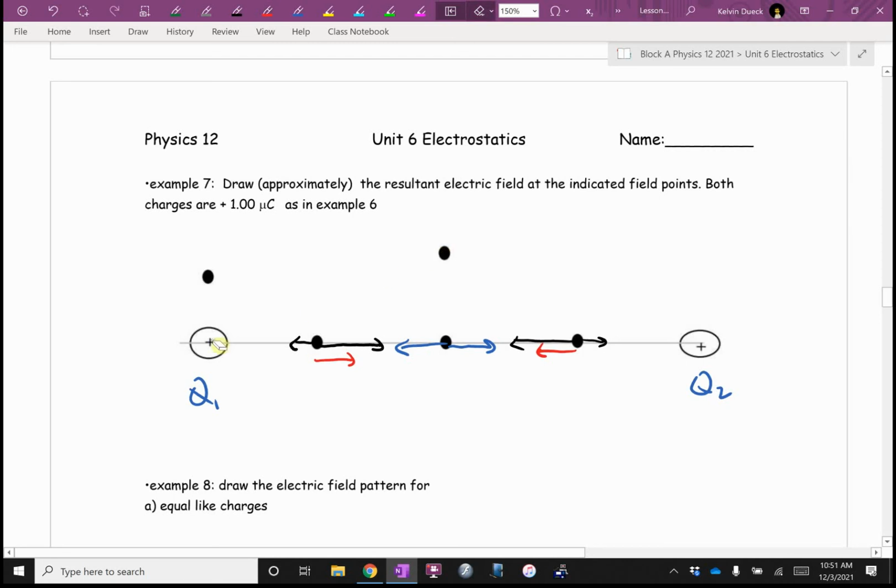What about up here? Let's see. Which way would this be exerting an electric field? I think up and right. Which way would Q2 be exerting an electric field? How would I combine those two? You said it. So because I can, I'm going to go like this. What's the net electric field direction actually? Vertical.